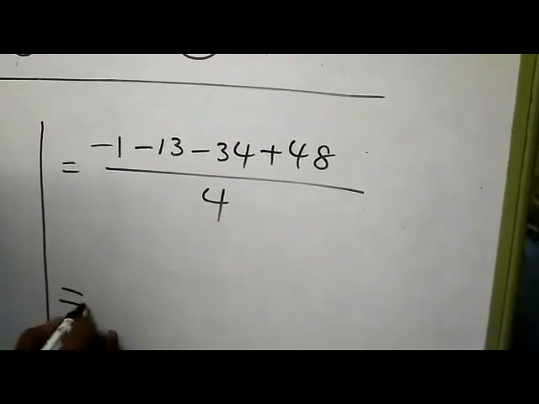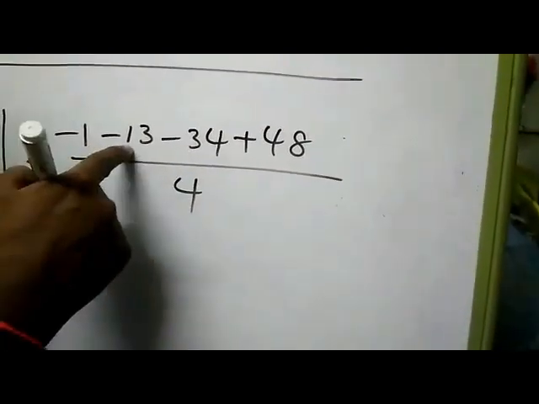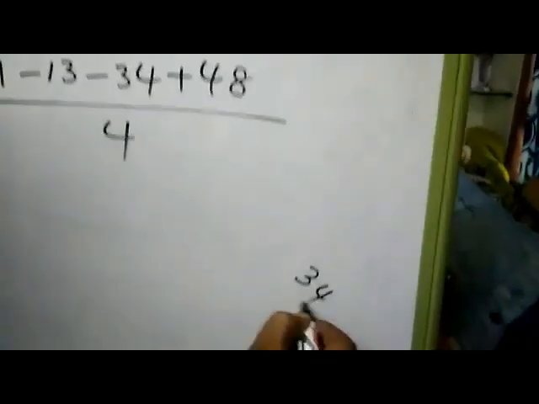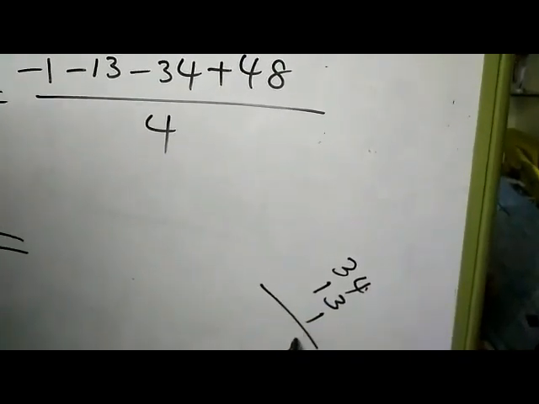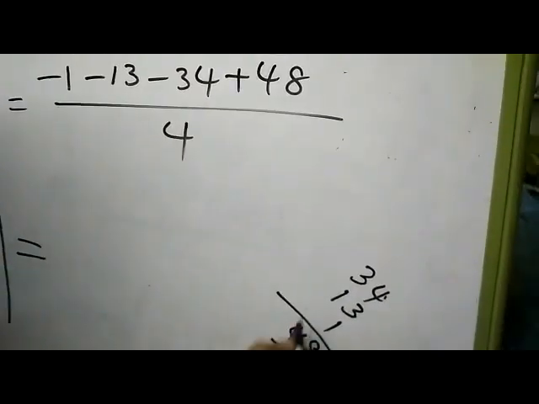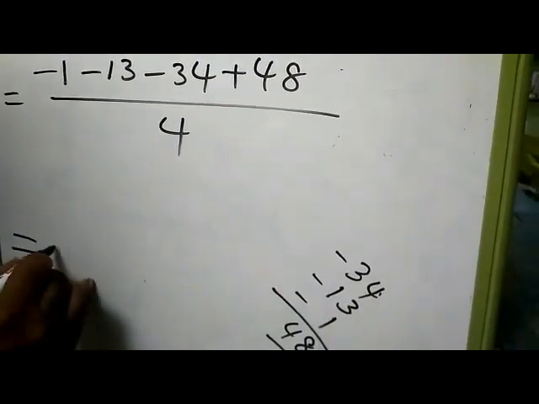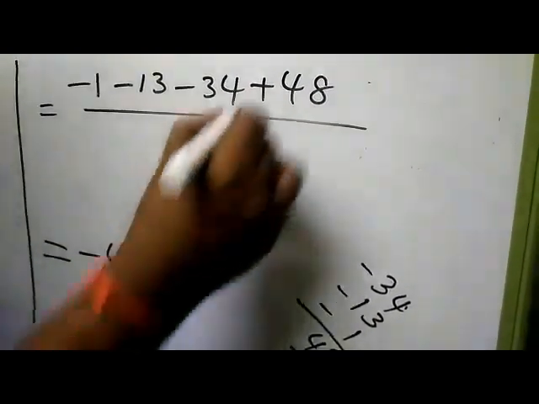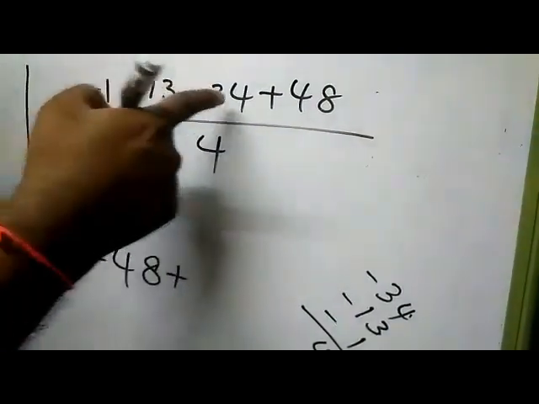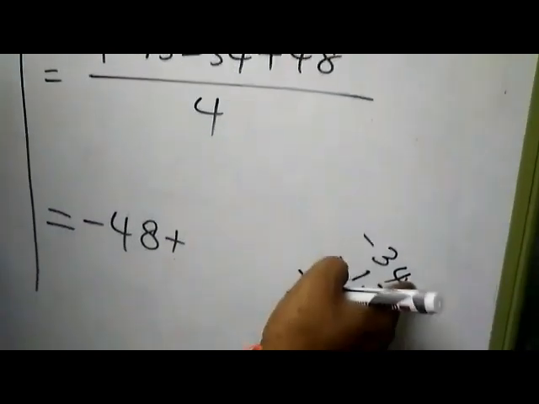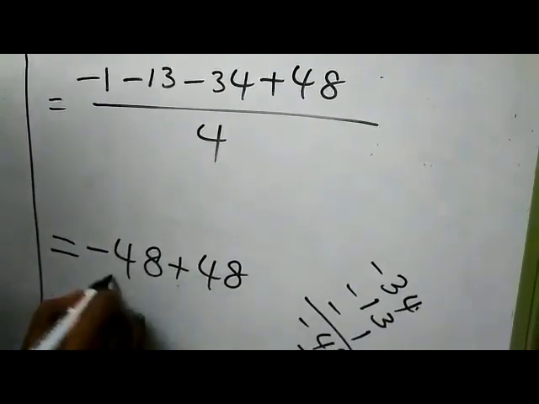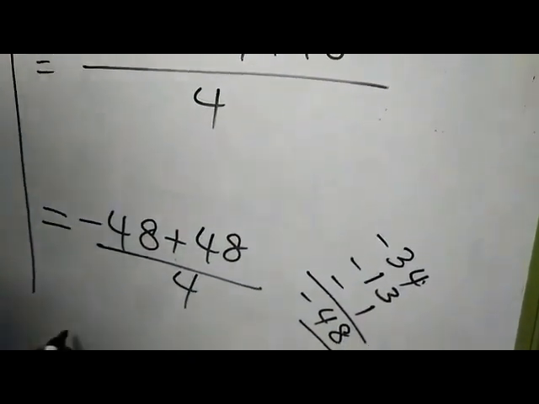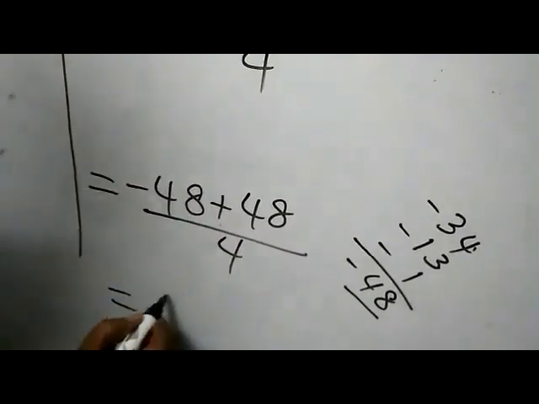Okay, let us simplify. Here minus 1 minus 13 minus 34. Minus 1 minus 13 minus 34 is nothing but minus 48. Plus 48 by 4. Minus 48 plus 48 is equal to 0. 0 by 4 is equal to 0.